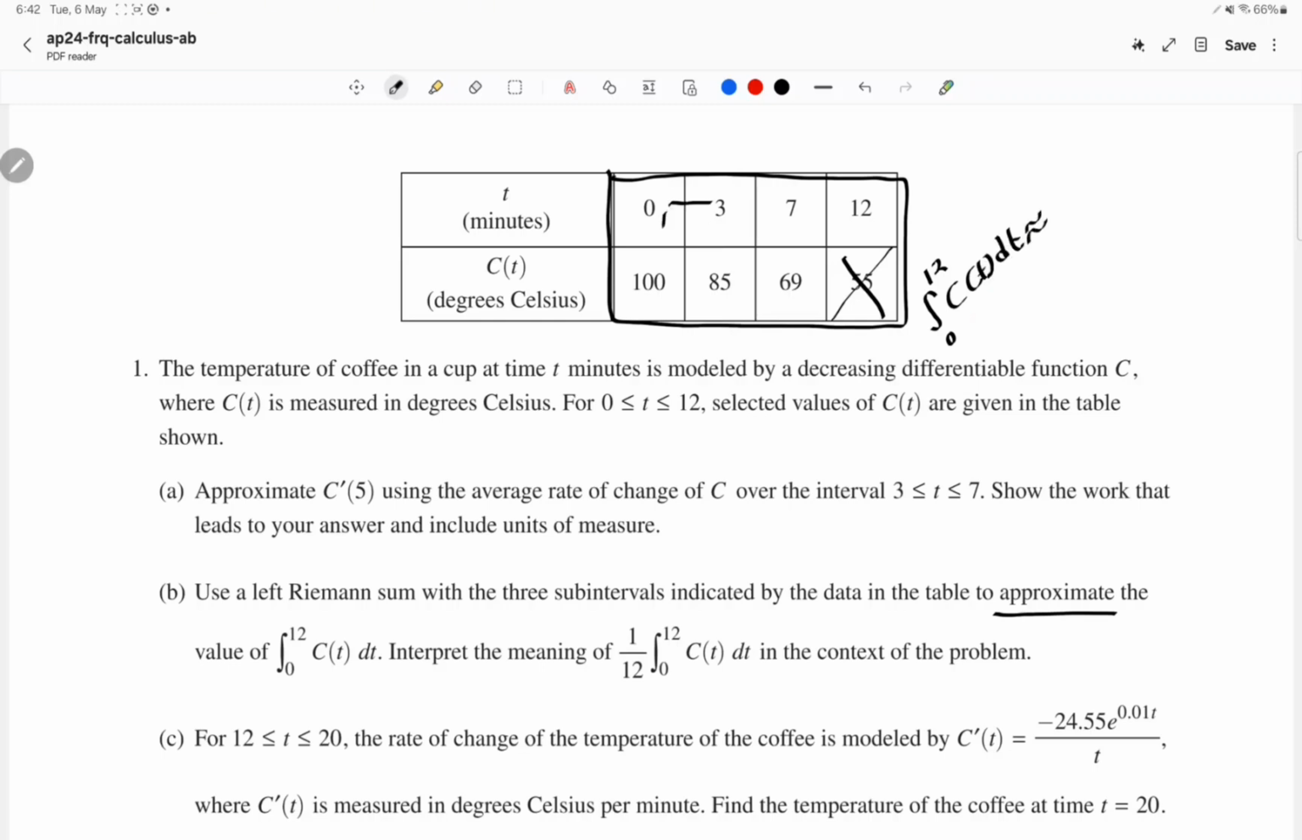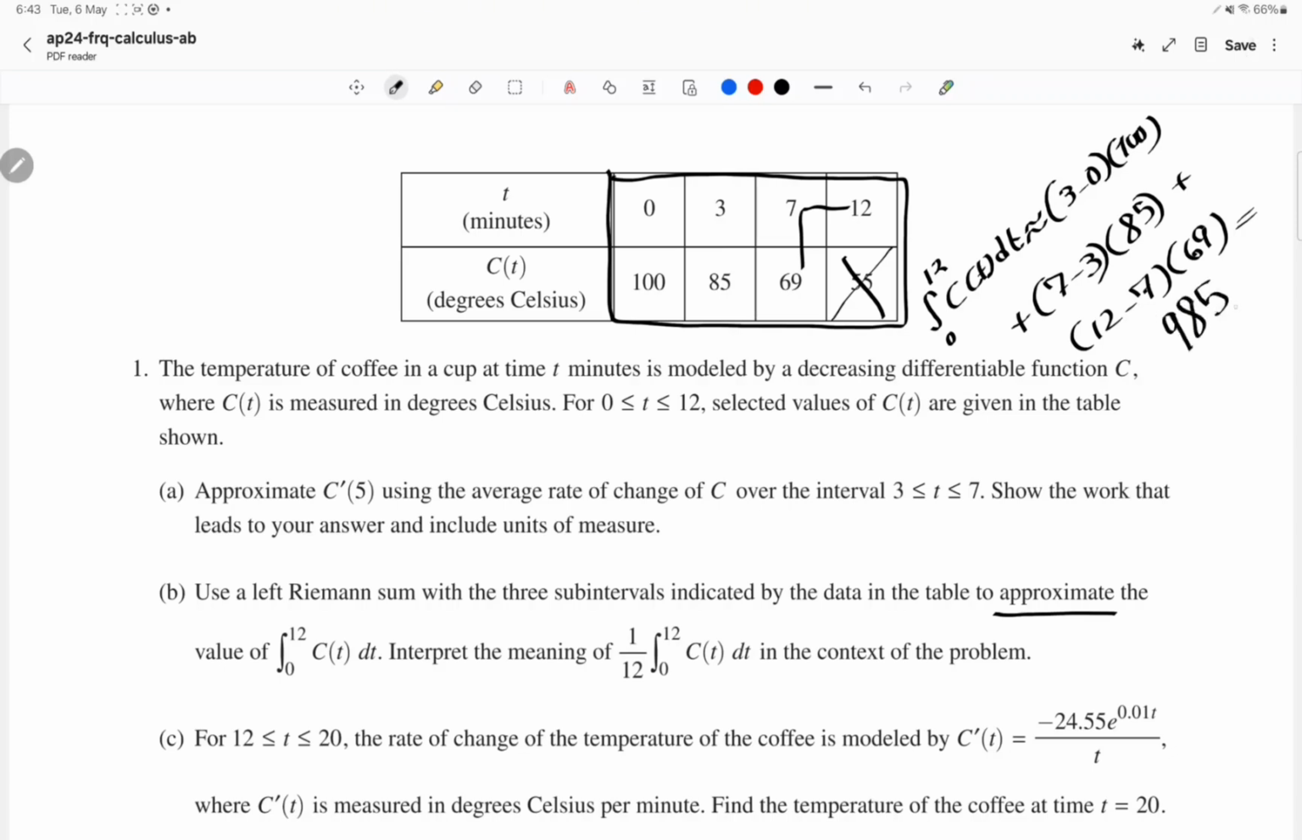You do 3 minus 0 times 100, plus 7 minus 3 times 85, plus 12 minus 7 times 69. Please get us the answer so we can move on with our lives. I got 985. 985. Very good. And they're saying interpret the meaning of this.